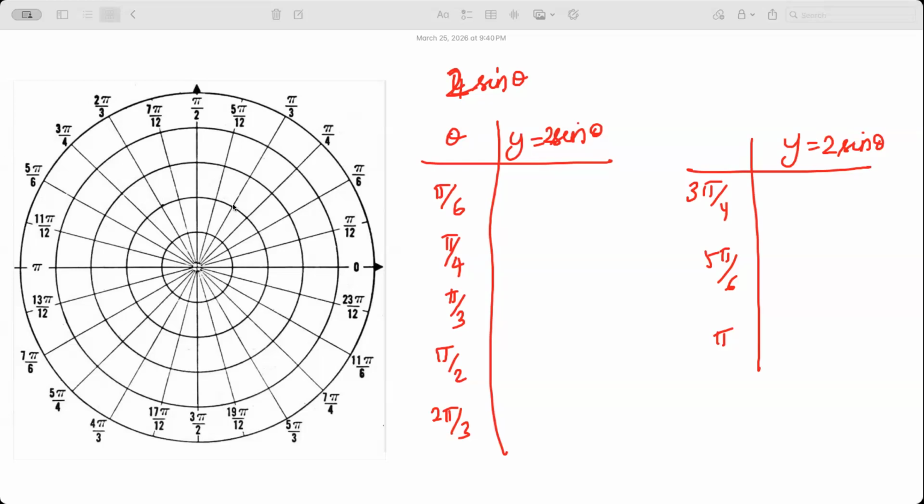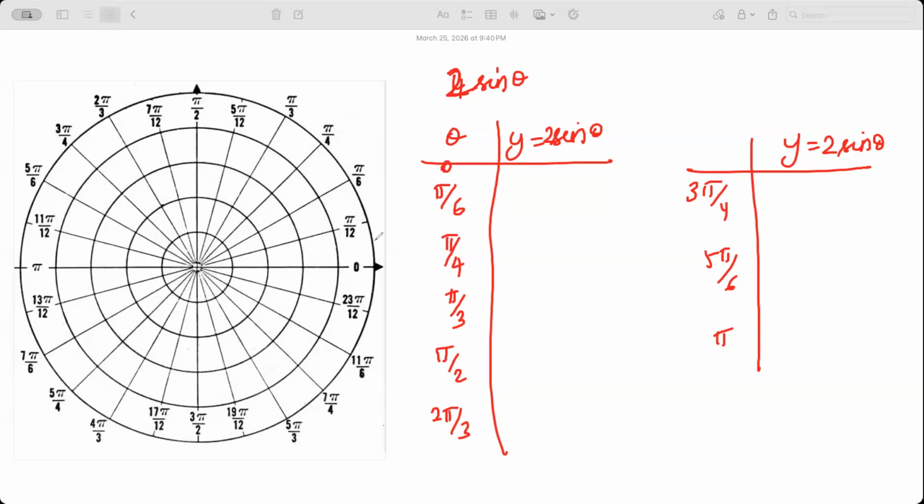I'll do 4 sin theta. Okay, let's do 4 sin theta. We have the 4 radius itself. Okay, good. So let's do 4 sin theta.